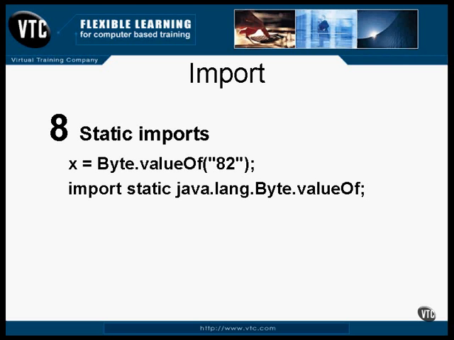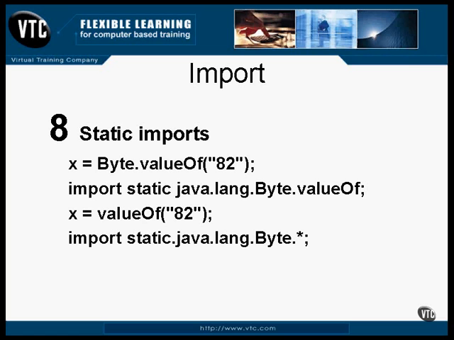Notice the presence of the static keyword on the import statement. Once you have this import statement in place, you can call the method this way. You can import all the static members of a class, the methods and the variables, by using an asterisk. I'll have some more to say about this later in the course, in the section on gotchas.